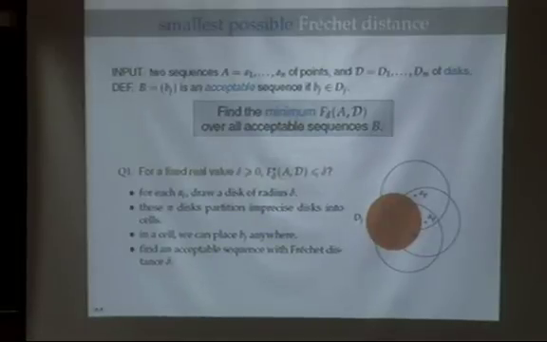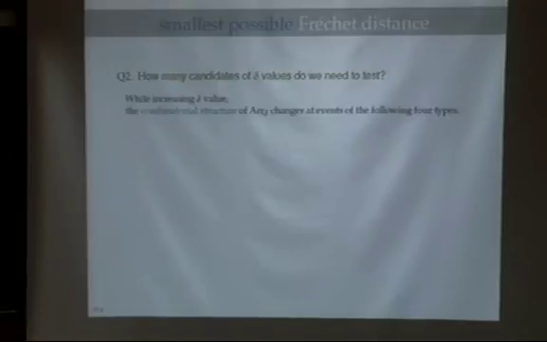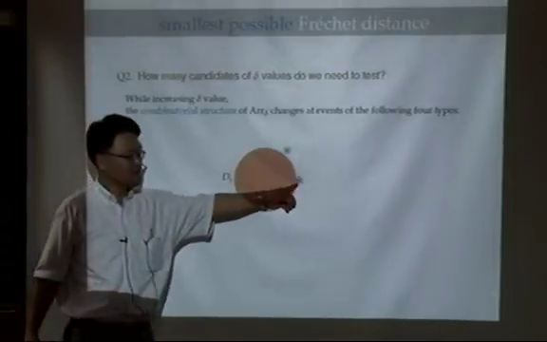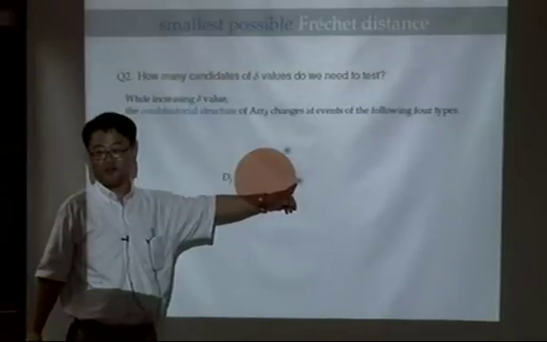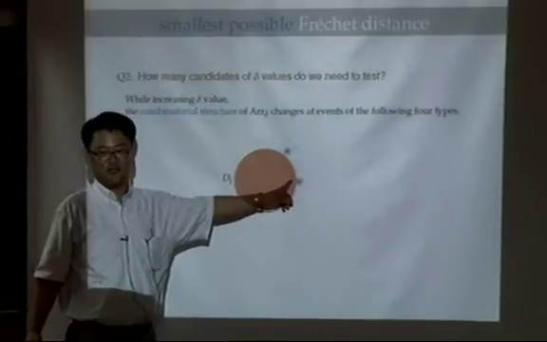Why? How many candidates of delta values do we need to test? Well, imagine that delta is 0. So with the dog placement, the disks are simply points, a sequence of points. Now you increase the delta value from 0 to some value. Then there are some topological, combinatorial changes. For example, at a certain delta value, this blue delta disk may touch the dog disk.